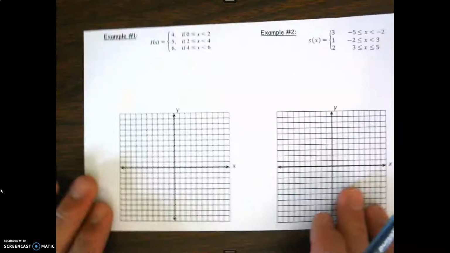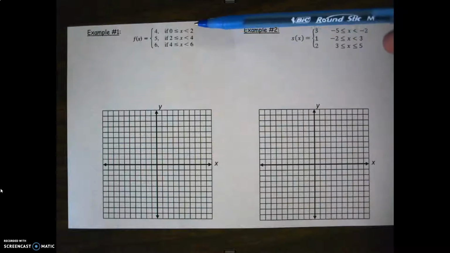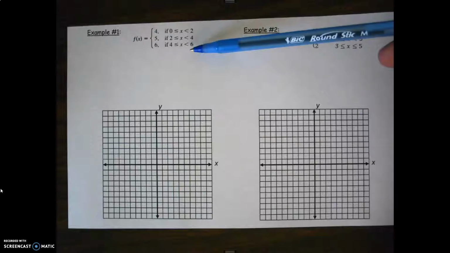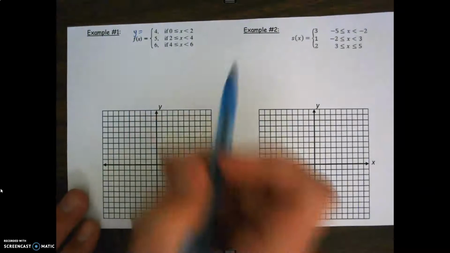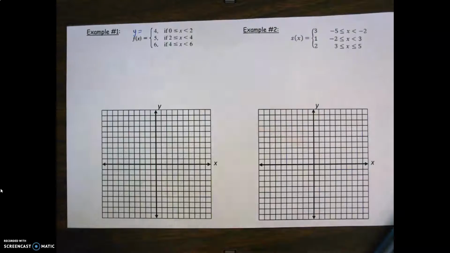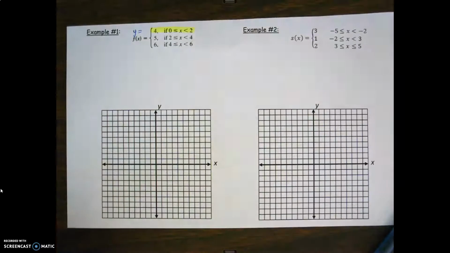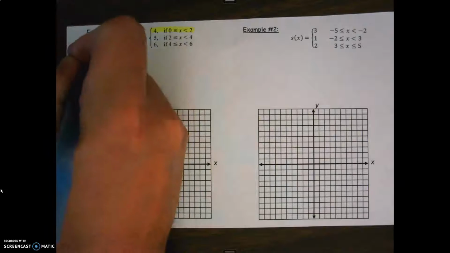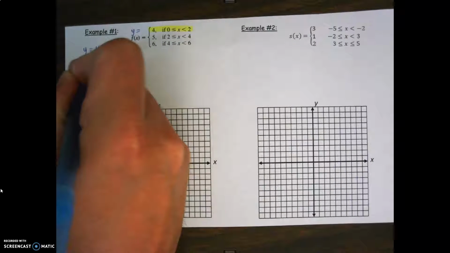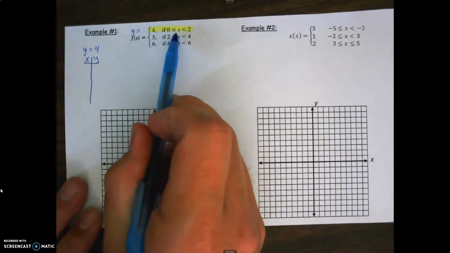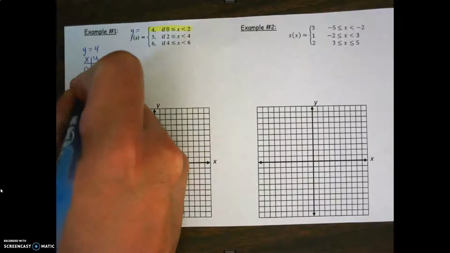So first we're going to look at example 1. Example 1 has a piecewise function, and we have three defined intervals. Just remember, f of x is the same thing as y equals. So for the first interval here, that is the rule y equals 4. And you're going to create an xy table, and you're going to use the interval from 0 to 2. So x from 0 would be 0, 1, 2.